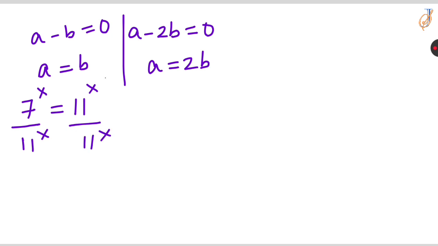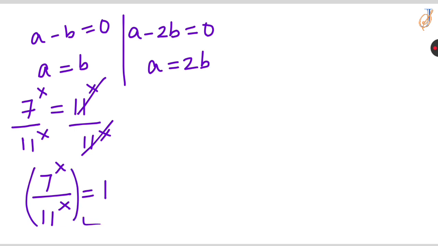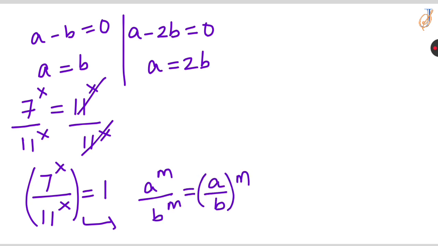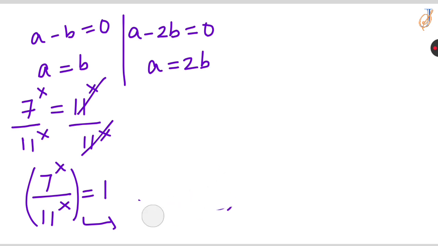Now this 11 raised to the power of x cancels, so we are left with only 7 raised to the power of x over 11 raised to the power of x, that is equal to 1. Now our x is on the left hand side, and this term is in the form of a power m over b power m. We can simply write this as a over b whole power m, isn't it? So I am writing this as 7 over 11 whole power x, that is equal to 1.